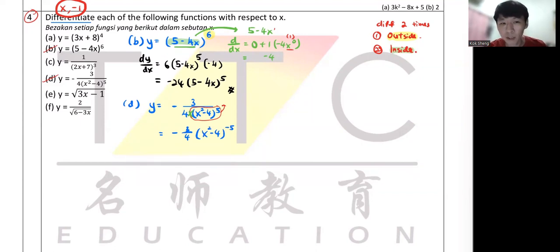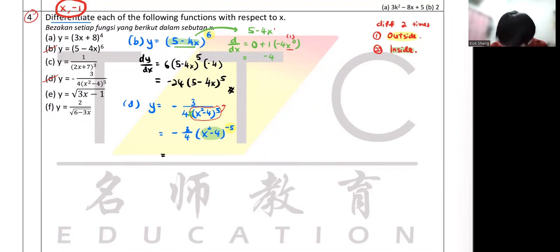And then same thing. The power cannot expand, right? Need to differentiate 2 times: outside, inside. So outside is the power -5 and inside will be x squared minus 4. So the -3/4 actually does not affect your answer. The -3/4, just put beside. Later when you simplify, then only we see whether we can cut the number or not.